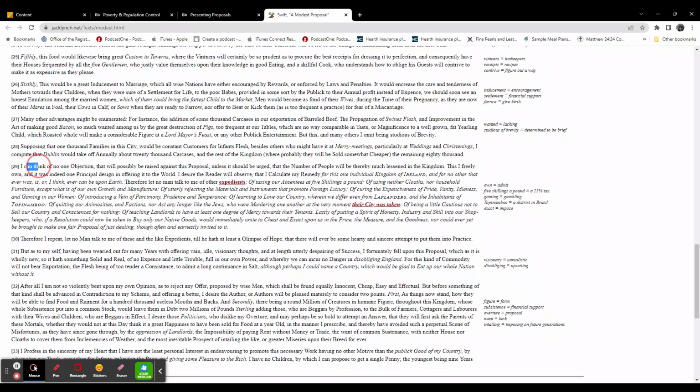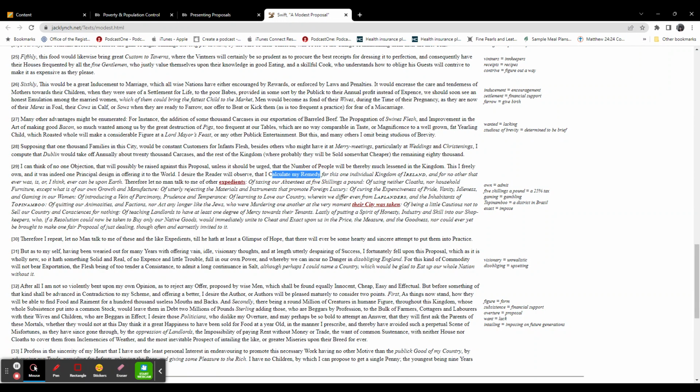So I can think of no one objection that will possibly be raised against this proposal, unless it should be urged that the number of people will be thereby lessened in the kingdom. So, any objection that you give me, it has to be that the goal is to lessen the number of people. Right? This I freely own, and it was indeed one principal design in offering it to the world. I desire that the reader will observe that I calculate my remedy.